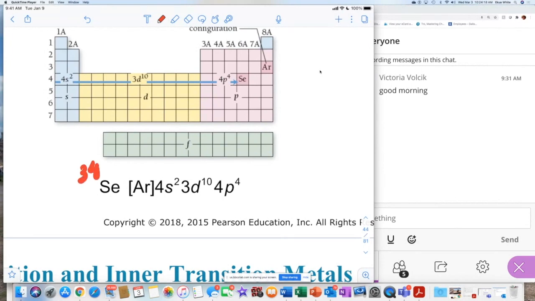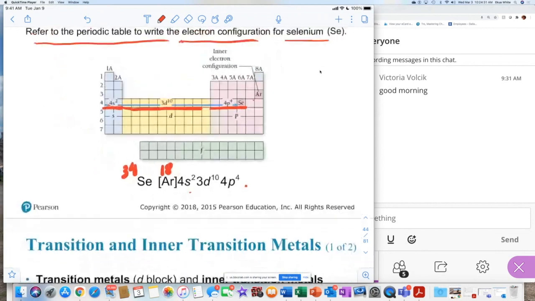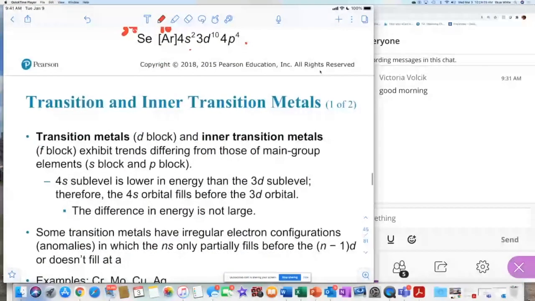Yeah. So argon will be the one you put in here, takes care of 18 electrons. And then from there on, from argon, we have 4s2, 3d10, 4p4. And that's how we get this right here. We've been doing that this whole time.